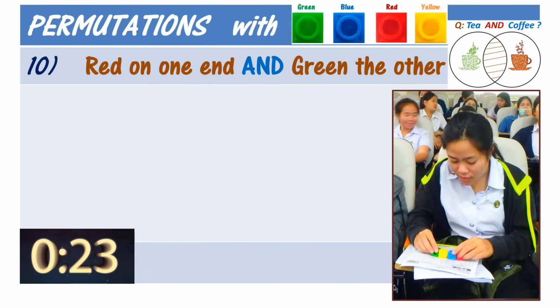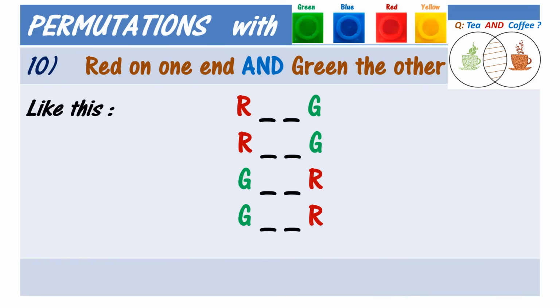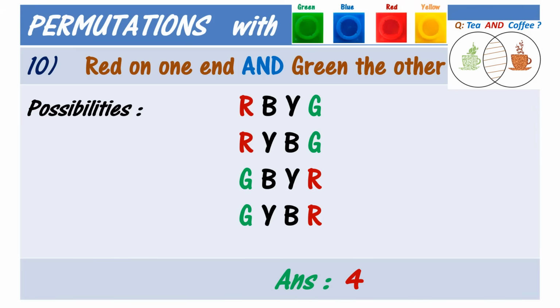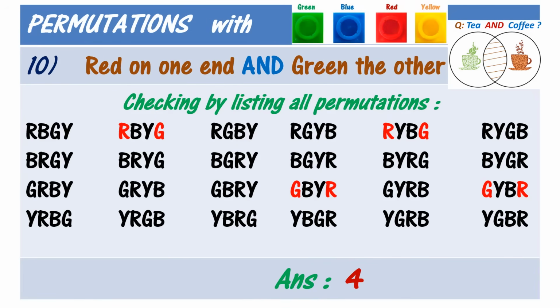Red on one end and green on the other. It's an intersection, as the diagram indicates. You can't just have red on one end or just have green on the other. It must look like this, or like that. So the answer is 4. Run a check on that by listing all the permutations.